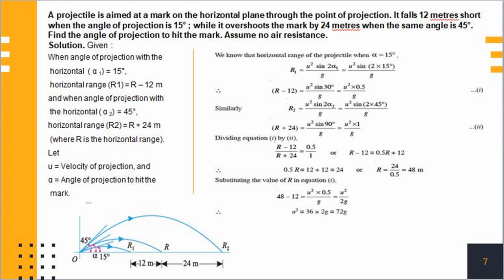we have the equation r is equal to u square sin 2 alpha divided by g. By considering the second case, that equation becomes r2 is equal to u square sin 2 alpha 2 divided by g. By putting the given entities of the second case, we get r plus 24 is equal to u square divided by g. We will call this equation 2. Dividing equation 2 by 1, we get r is equal to 48 meter. Substituting the value of r in equation 1, we get u square is equal to 36 into twice g, which is equal to 72 g.